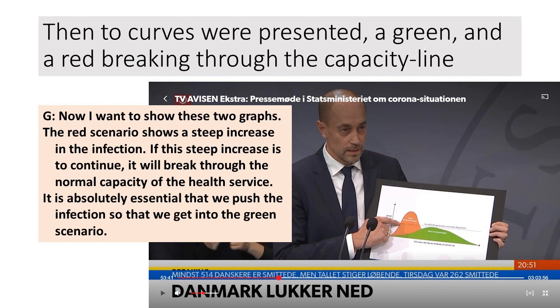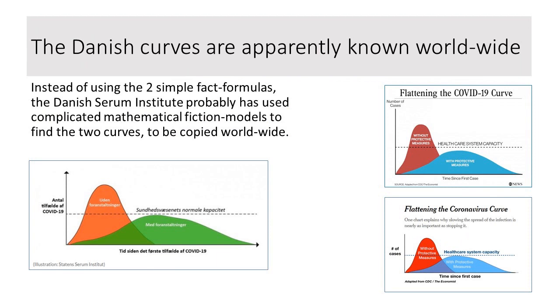The government said, now I want to show these 2 graphs. The red scenario shows a steep increase in the infection. If this steep increase is to continue, it will break through the normal capacity of the health service. It is absolutely essential that we push the infection, so that we get into the green scenario.